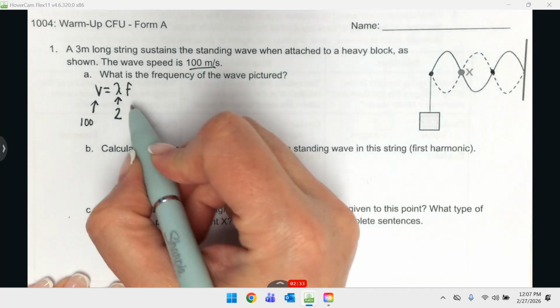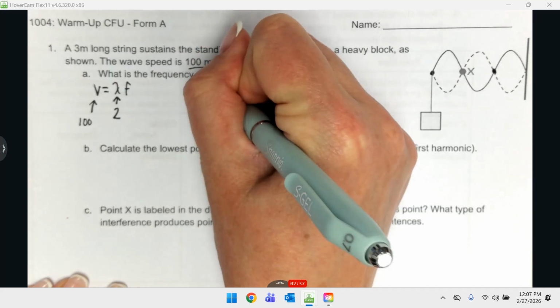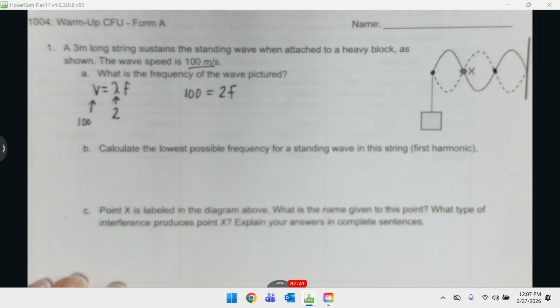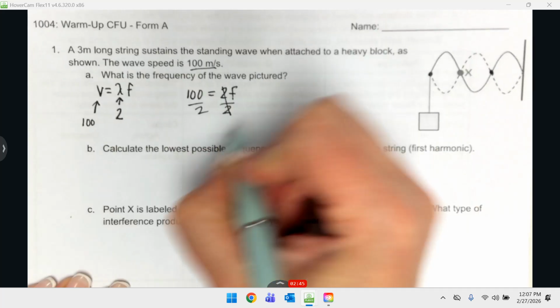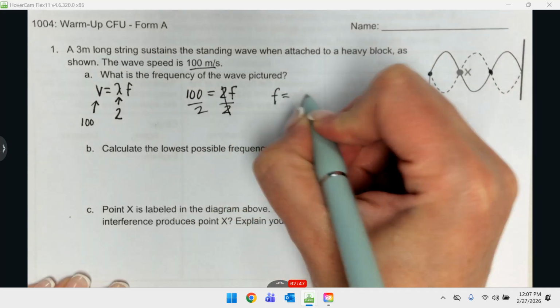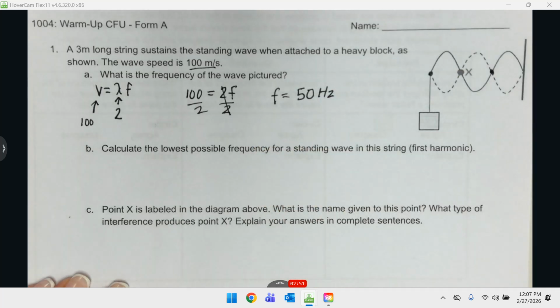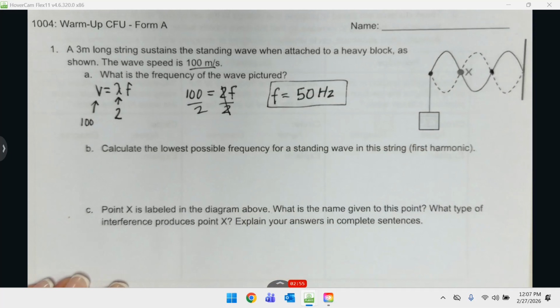If you want to solve for frequency, you have 100 equals 2f. And so f obviously has to equal 50. I'm getting that by dividing both sides by 2. And then you have that your frequency is equal to 50 Hz, the abbreviation for hertz. So that is the frequency of the wave pictured.